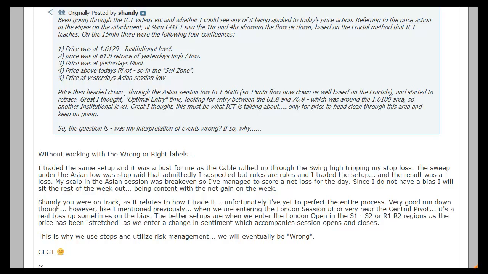That's why we have to have a predetermined low risk exposure, and repeatedly do this over and over again, because we will suffer losses. So like the post says, Shandy, you had it right in terms of your analysis, but for that trade, unfortunately, price didn't line up with our expectations, and that's how it goes sometimes.